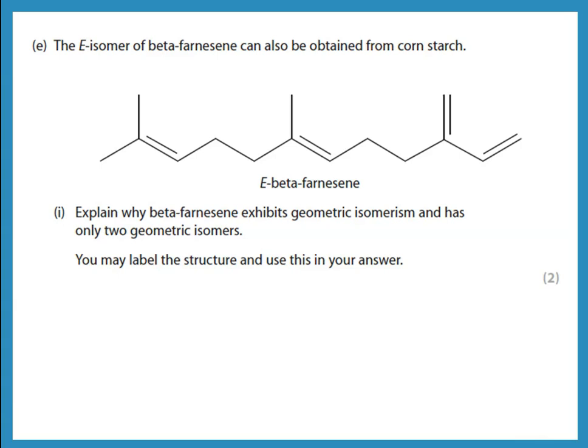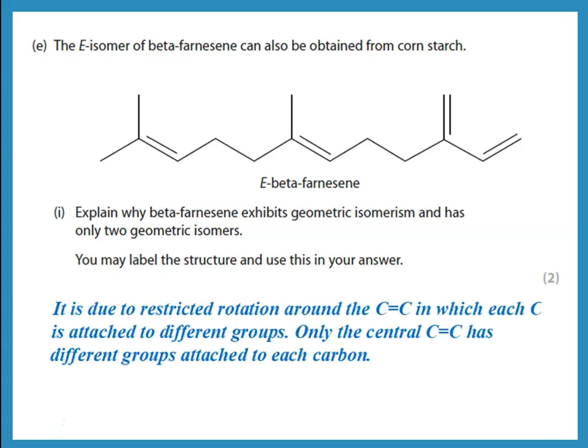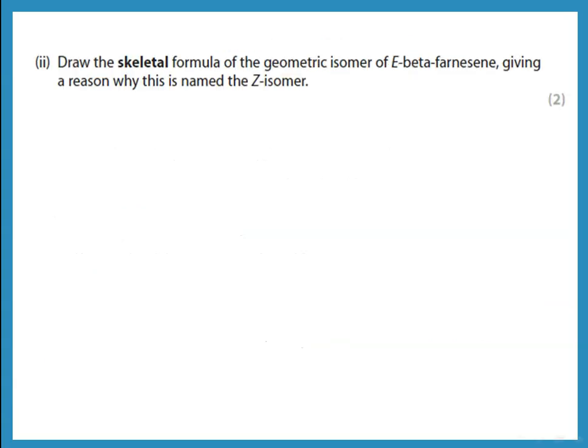Okay, this one says the E isomer of this compound can also be obtained from cornstarch. Explain why this exhibits geometric isomerism and has only 2 geometric isomers. Remember, to obtain geometric isomerism, I must have double bonds with 2 different groups on each carbon. And when this is present, there is restricted rotation around the double bond. So why do we have geometric isomers? Because there is restricted rotation around the double bond. The carbons must be attached to different groups. So if we look at this compound, only the double bond in the center has the carbons attached to different groups. The others have the same groups on one of the carbons or on both carbons.